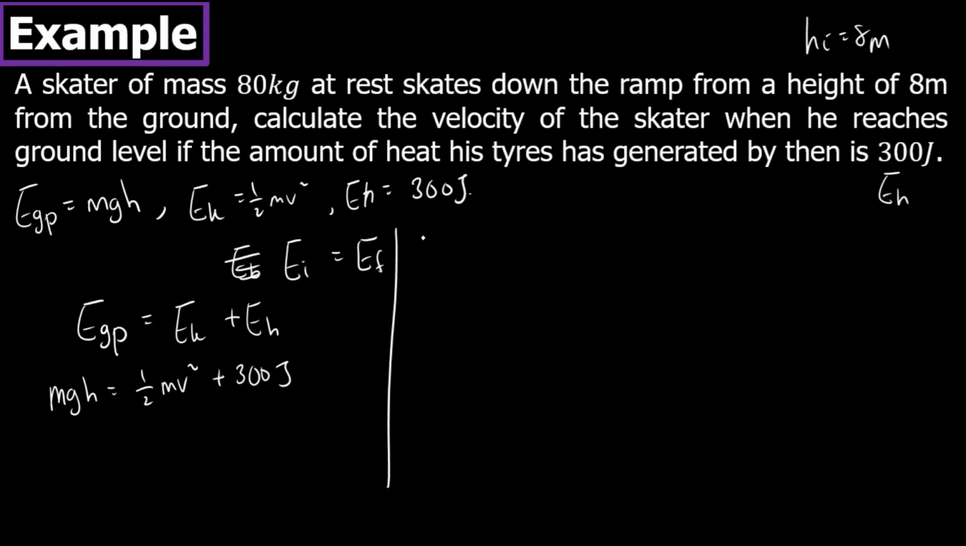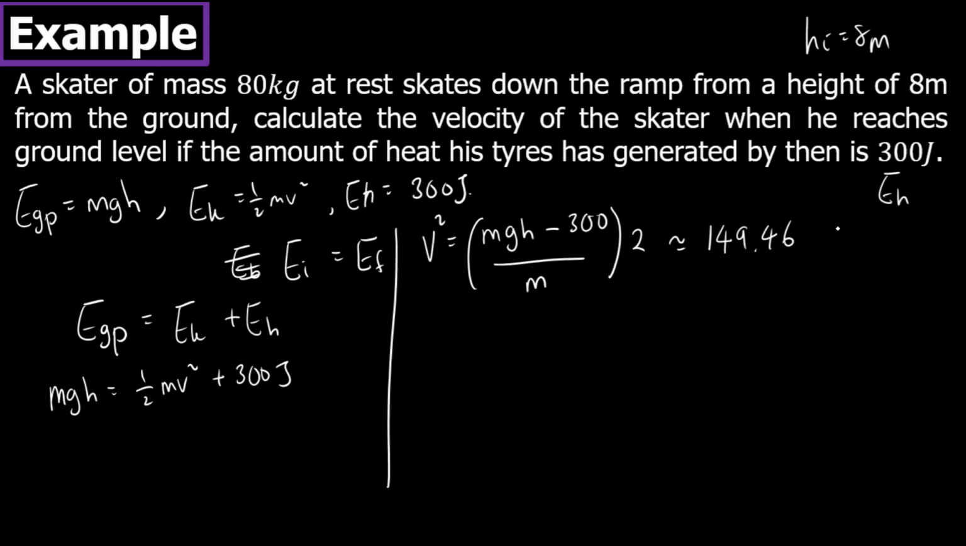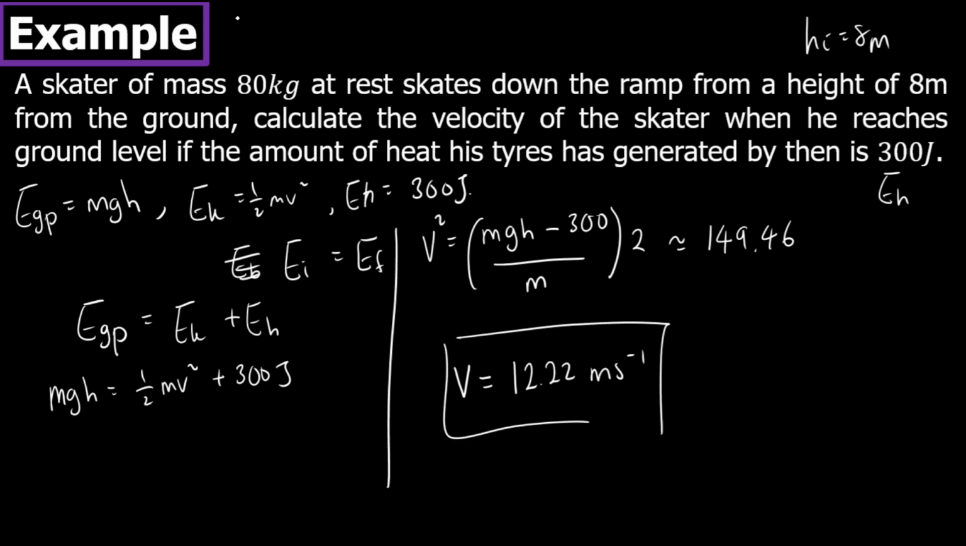Then we can rearrange that: we take mgh minus 300, divide it by m and multiply it by 2, and we will get v squared. This will be approximately 149.46. Then we're looking for the velocity, so we take the square root of that value and we will get approximately 12.22 meters per second. So we have calculated the velocity of the skater as he reaches the ground level. That is the example.